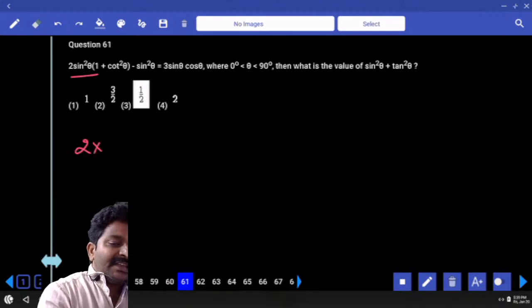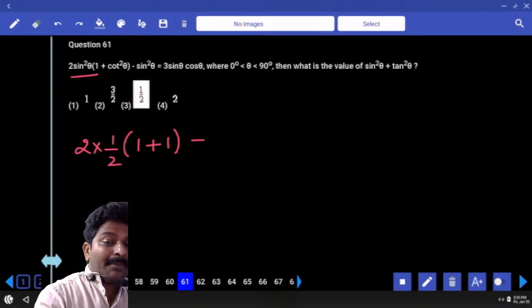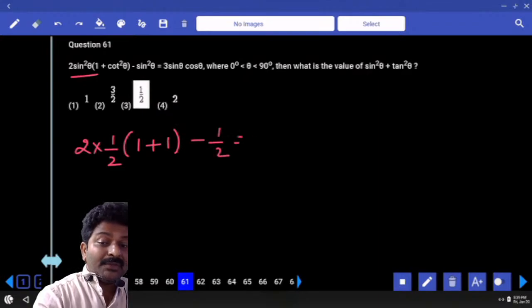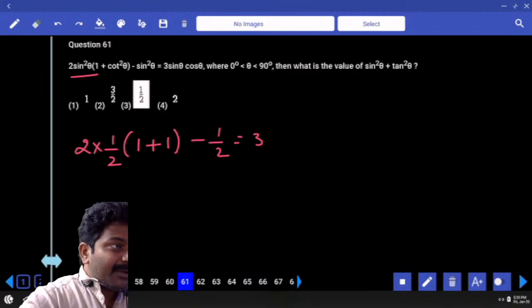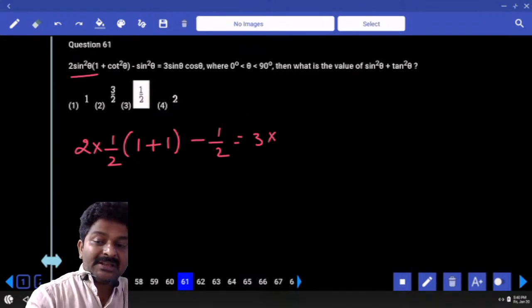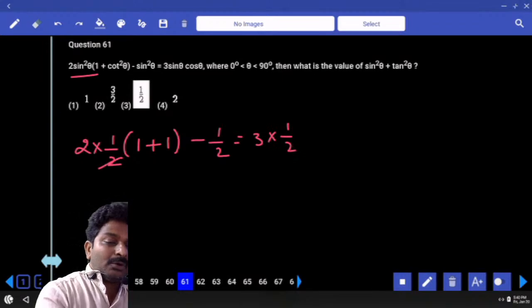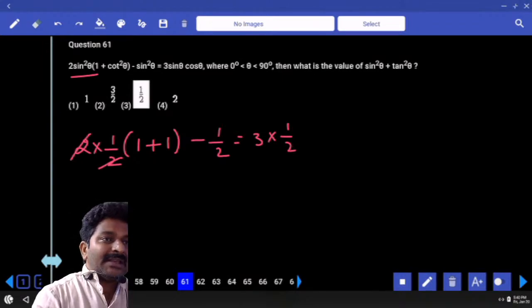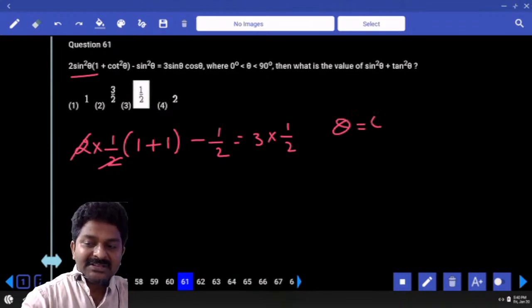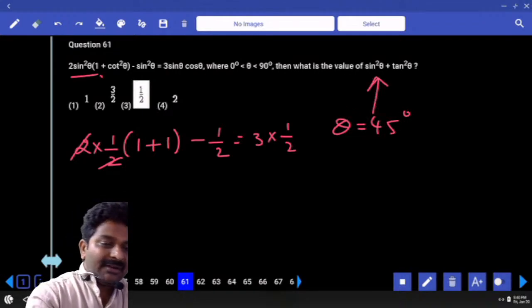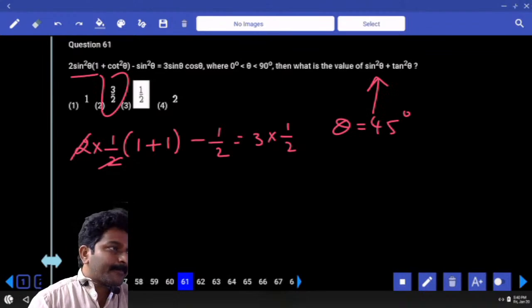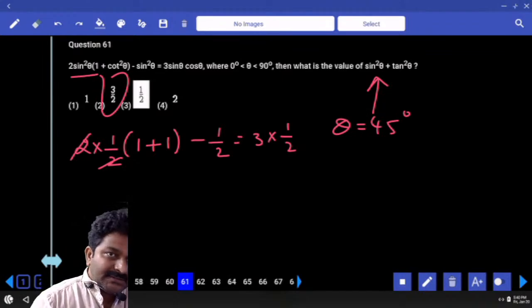2 sin square 45 is 1 by 2, 1 plus cot square 45 is 1, minus sin square 45 is 1 by 2, 3 into sin 45 is 1 by root 2, cos 45 is 1 by root 2, that is 1 by 2. 2 gets cancelled. Left hand side 2 minus 1 by 2, 3 by 2, right hand side 3 by 2. Condition satisfied for theta is equal to 45, and just substitute values here, we will get 3 by 2 as the final answer.